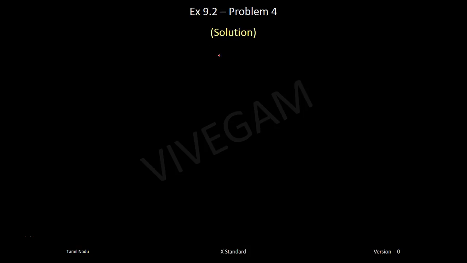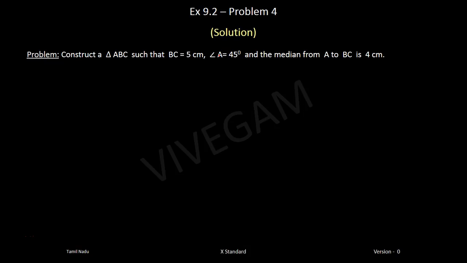Exercise 9.2 problem 4 solution. Construct a triangle ABC such that BC equal to 5 cm, angle A equal to 45 degrees and the median from A to BC is 4 cm.